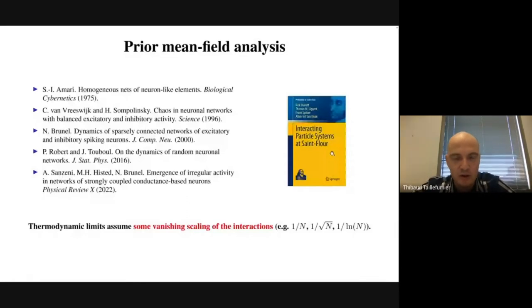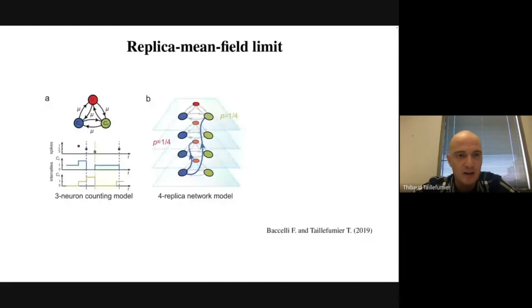So now let's introduce what we mean by replica mean field limit. And again, the interest is to preserve finite size effects. This is going to be a similar idea as the original mean field limit. This is my original system that I cannot solve exactly. So I'm going to now consider a system that's closely related to that one, but that hopefully simplifies. And as the name indicates, we're going to obtain this model by basically replicating the original model. Here I'm going to make a 4 replica network model. So there's going to be 4 copies of my original model.